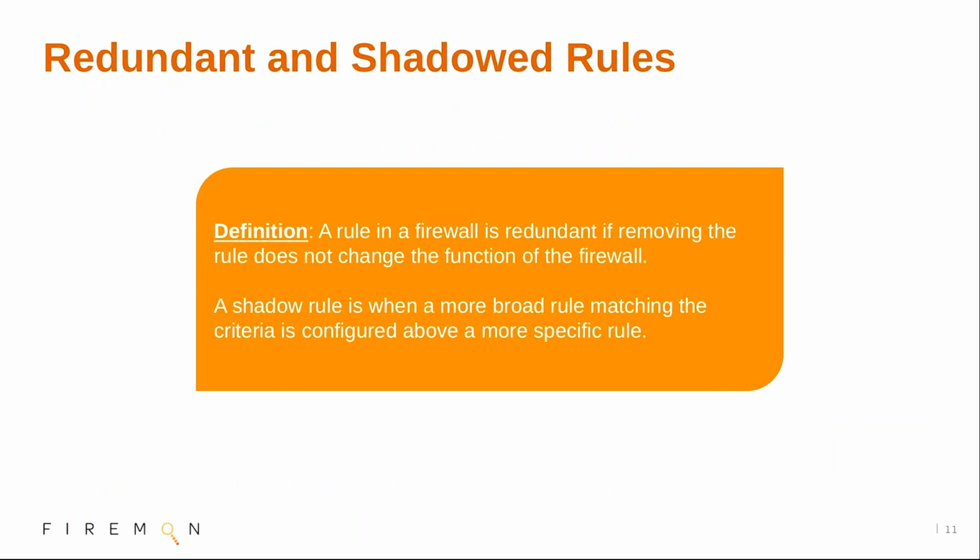So redundant and shadowed rules, just some definitions for anyone unfamiliar. A rule in a firewall is called redundant if you can remove that rule and it doesn't change how the firewall passes traffic. A similar but slightly different rule is called a shadowed rule, and that is when you have a more permissive rule or a more broad rule that is above a more specific rule. So because firewall rule bases are evaluated from the top down, that overly permissive rule, that broad rule that's up top, above the more specific rule, is going to catch all of that traffic, and the more specific rule is going to sit in its shadow. So we call those shadowed rules.